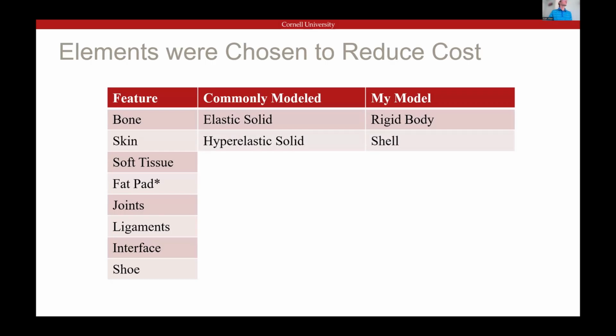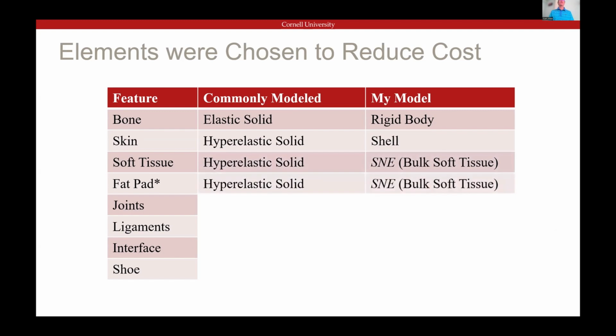Next, there's the skin. The skin is often modeled as a hyperelastic solid. This is nonlinear and takes a long time to solve. So instead, I'm going to model this as a shell element, which reduces the node and element count and also makes it easier on the solver.